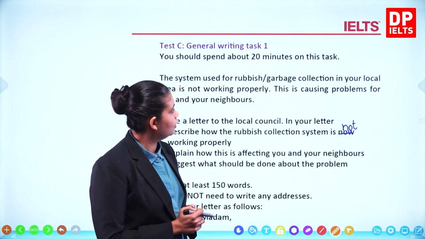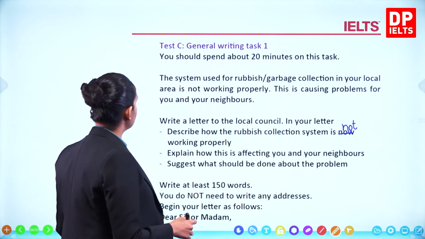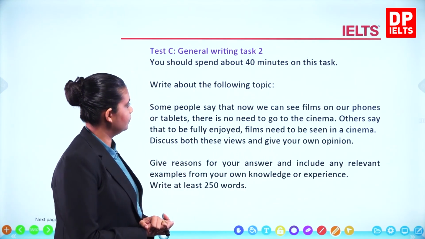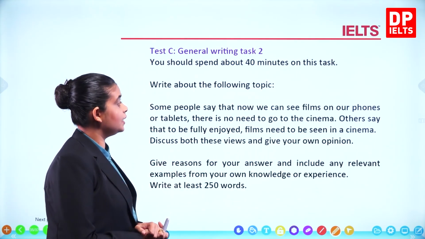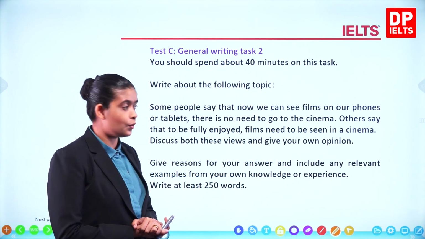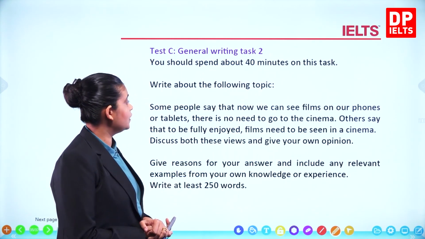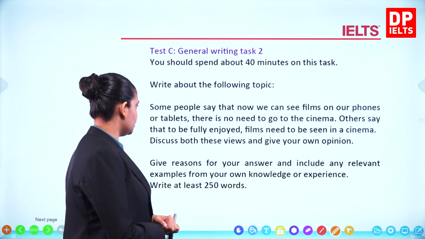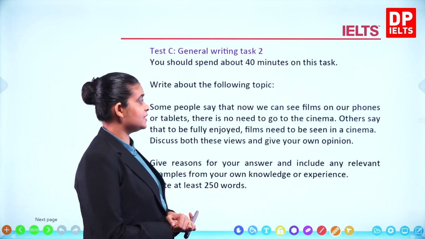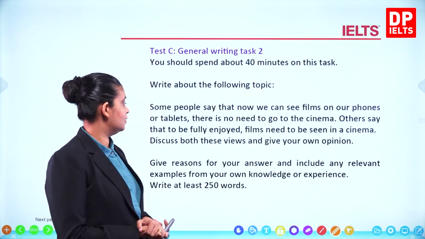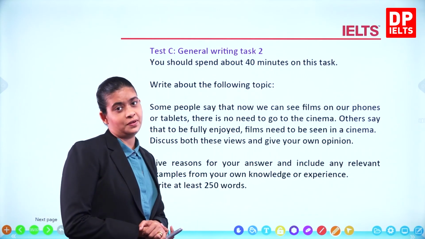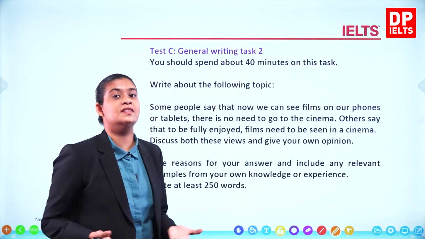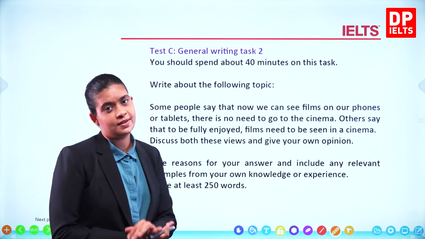Right, and then you have task 2 here. Some people say that now we can see films on our phones or tablets. There is no need to go to the cinema. Others say to be fully enjoyed, films need to be seen in a cinema. Discuss both views and give your opinion. I would say going to the cinema is good, but that is up to you.